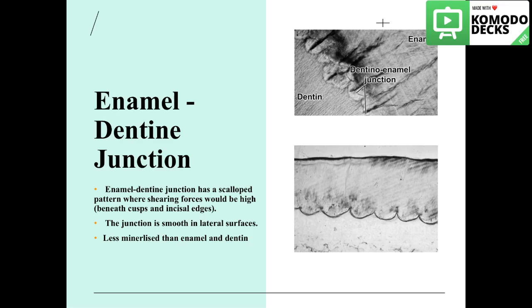As we go deeper and deeper in enamel, we reach the enamel dentine junction. In the areas where shearing forces are high, like beneath cusps and incisal edges, the enamel dentine junction has a scalloped shape or pattern, but in lateral surfaces it's more smooth. The enamel dentine junction is less mineralized than the enamel and the dentine.